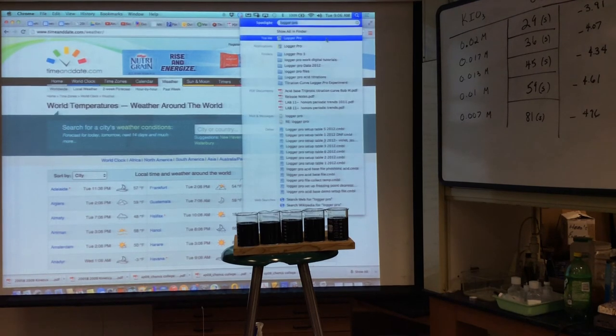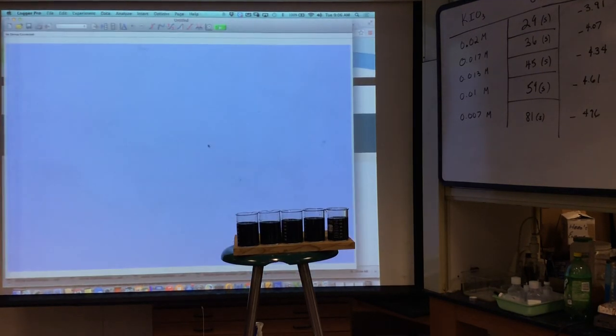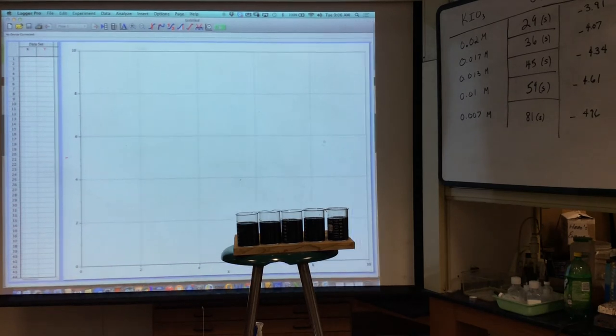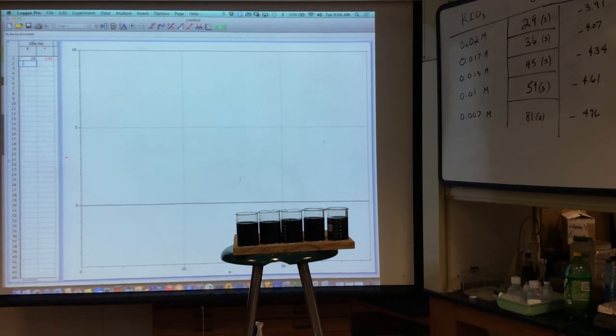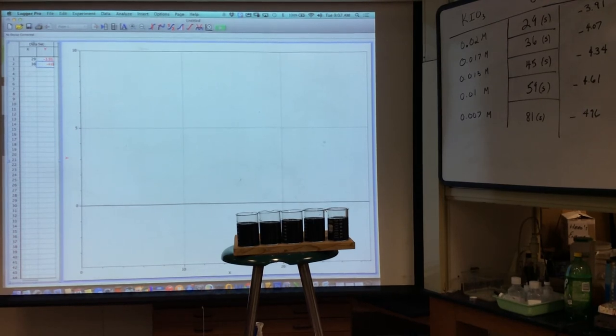Let's go to LoggerPro again. Okay, so pay attention. Help me out, please. My X is my time period. What was my seconds for the first run, first experiment? 29 seconds. My Y is the natural log. What's that value? Negative 3.something. Okay. Second experiment was how many seconds? 36. What was the natural log? Negative 4.07.